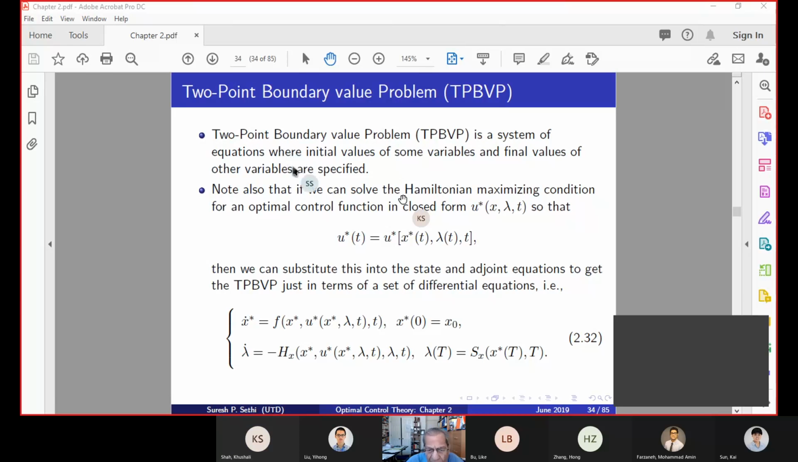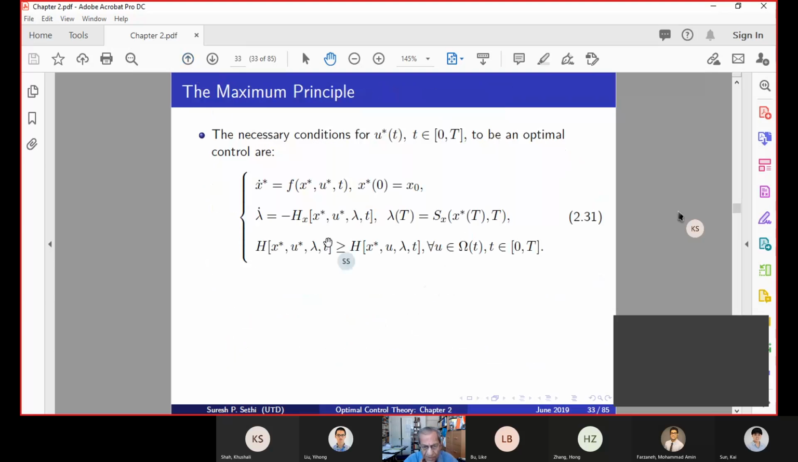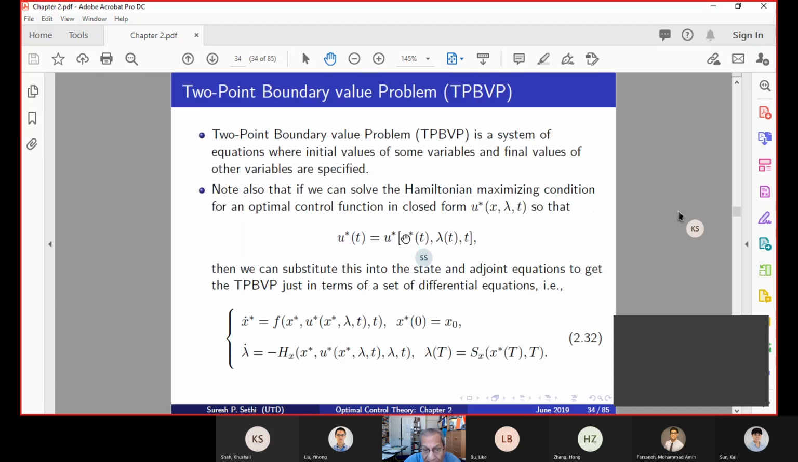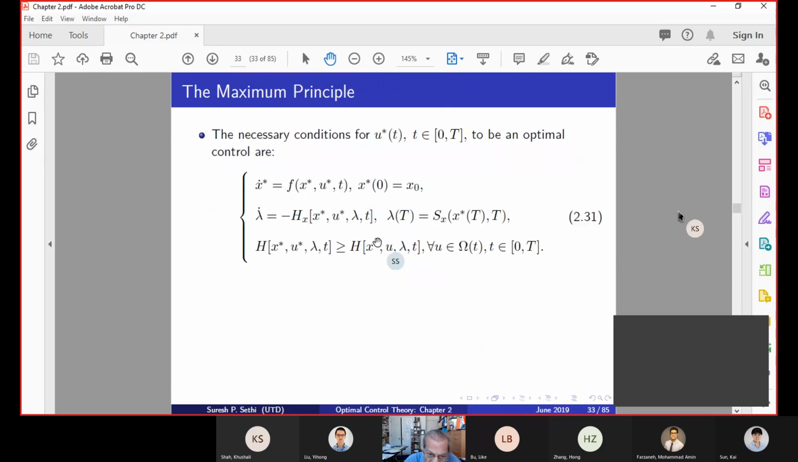So let's see how one goes about solving this problem. Okay. So in a simple way, if I go back to this slide, I'm going to assume that, first of all, I have the Hamiltonian. If I take the derivative of this with respect to u and set it equal to 0 in order to maximize this, that's one way to do it, but sometimes the derivative may not give you the maximum because it may give you many other values, and we have to pick up the maximum.